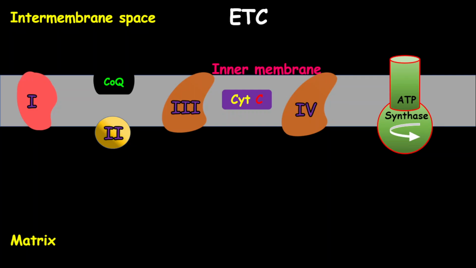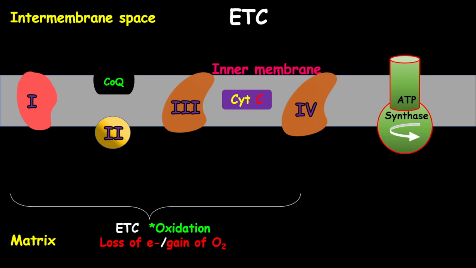For the first set of proteins, what we will have is ETC taking place due to a series of oxidation reactions. Remember, oxidation is a loss of electrons or the gaining of oxygen. For the ATP synthase, what we will have is chemiosmosis. During chemiosmosis, phosphorylation will take place, and phosphorylation is adding a phosphate group, particularly to ADP.